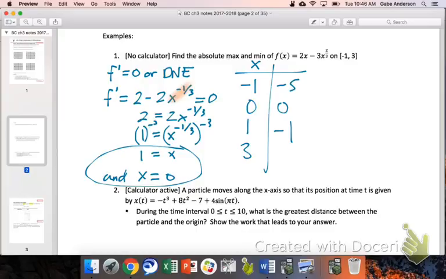6 minus 3 times the cube root of 9. Let's do a decimal so we can compare. Negative 0.240. Let's do the 3 decimals in honor of what we're supposed to do. So at that point, what we can do is just call out the max and the min. So we'd say the max is what? Yeah, the max is 0. And then the min is, nope, negative 5.